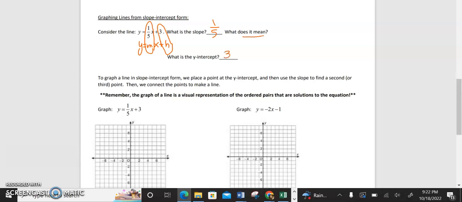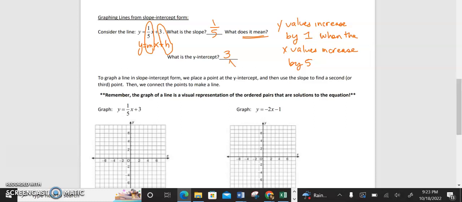So again, what does the slope mean? Okay, it means the y values increase, because it's a positive number, by 1 when the x values increase by 5. So the y values increase by 1 while the x values increase by 5.